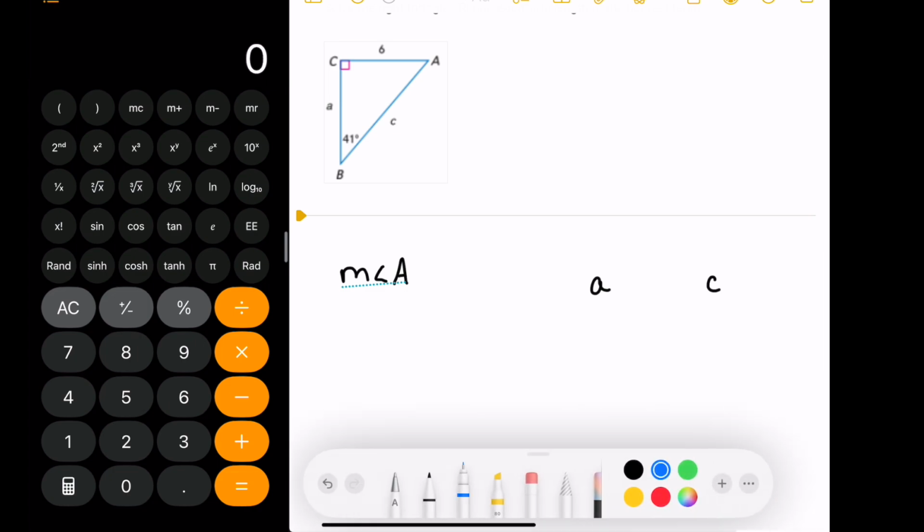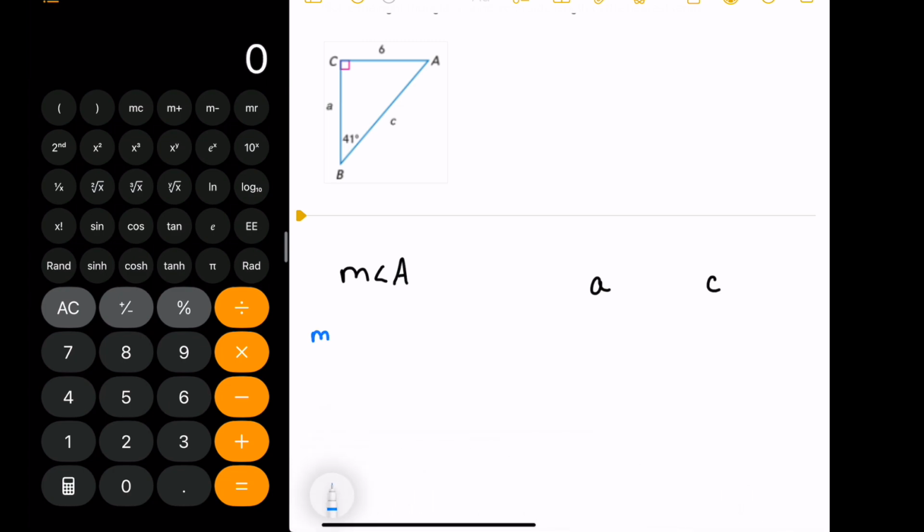Finding a missing angle of a triangle when you have the other two is really easy because we know that the sum of the three angles of a triangle is 180 degrees. So I know that angle A plus angle B plus angle C should be 180 degrees. Well, A, I don't know, but I do know that B is 41 degrees, and I know that C is 90 degrees, and the total should be 180.